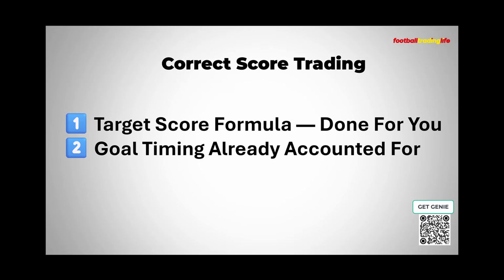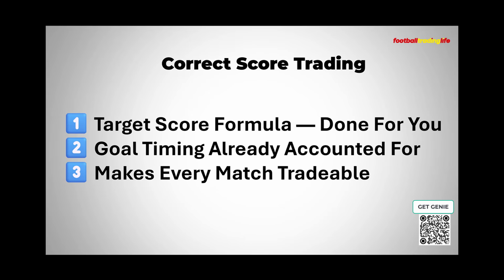And the goal timing aspect is already accounted for. When you're trading the correct score market, it is the timing of the goals. You've got to try and aim for matches which are going to have those goals later rather than earlier. Not always so easy, as we know. But the great thing is, remember, the Football Trading Genie has all the data. It's got all the goal timing data already in there, and it can very quickly give us a target score formula based on that. Because of this, it makes almost every match tradable with regards to correct score trading, liquidity dependent.